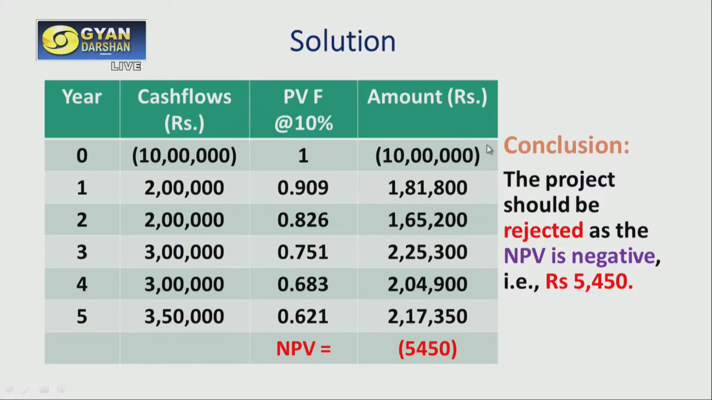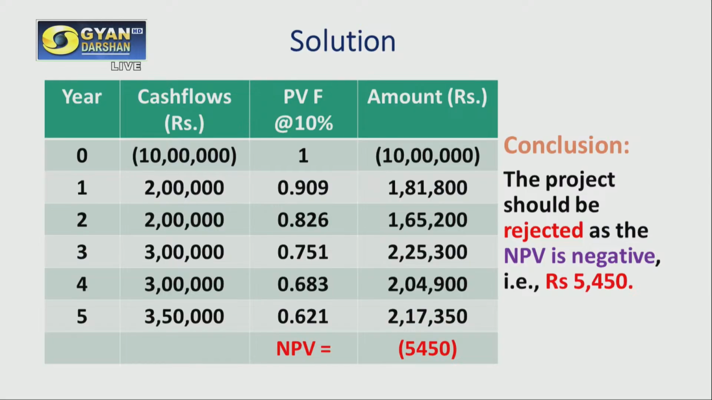And when we are adding all these values, that means we are adding all the cash inflows and subtracting the cash outflow, because this column itself says these are present values. By adding up all the present values of cash inflows and deducting the present value of cash outflow, we get this value, which is known as our NPV, that is net present value, which is negative in our case, that is minus rupees 5,450.